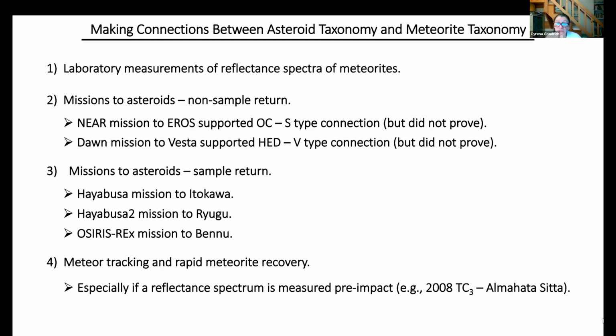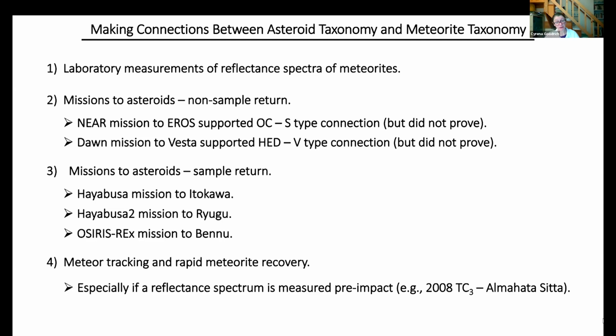The NEAR mission to Eros supported the connection between ordinary chondrites and S-type asteroids, but it did not prove it. And then we had the Dawn mission to asteroid 4 Vesta, which supported a connection between HED meteorites and V-type asteroids, but again, did not prove it. Finally, now we have 3 phenomenally successful missions to asteroids that brought back samples. And in this way, we were able to definitively establish connections between some asteroid types and some meteorite types.